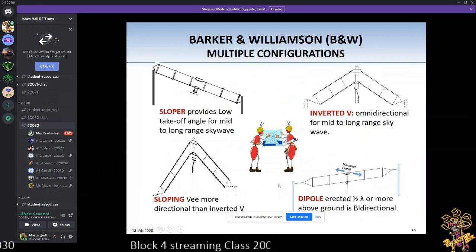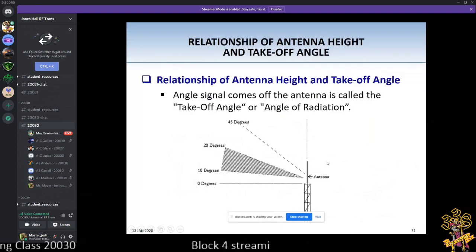Then you have it just put up as your horizontal dipole. You got to put it up just like that single wire that's running through there. Okay. And again, if you put it up as a horizontal dipole, if it's a half wave or more above the ground, it'll be bidirectional. If it's less than that, it'll be omnidirectional. This is showing you the relationship of antenna height and takeoff angle. The takeoff angle is the angle the signal is coming off the antenna.